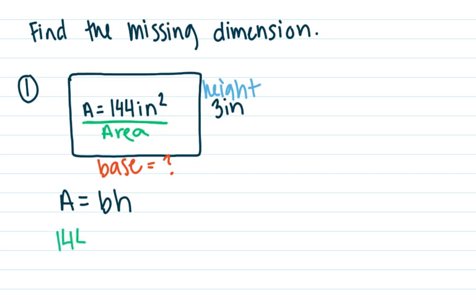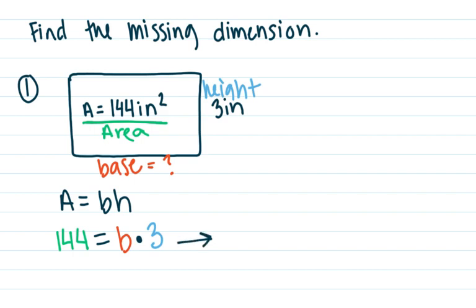It's 144. I don't have the base. I don't know what the base is, so I'll leave B there. But I do have the height. Now, this gives us an equation that we can solve. This is giving us, like I said, an equation that I know how to solve.